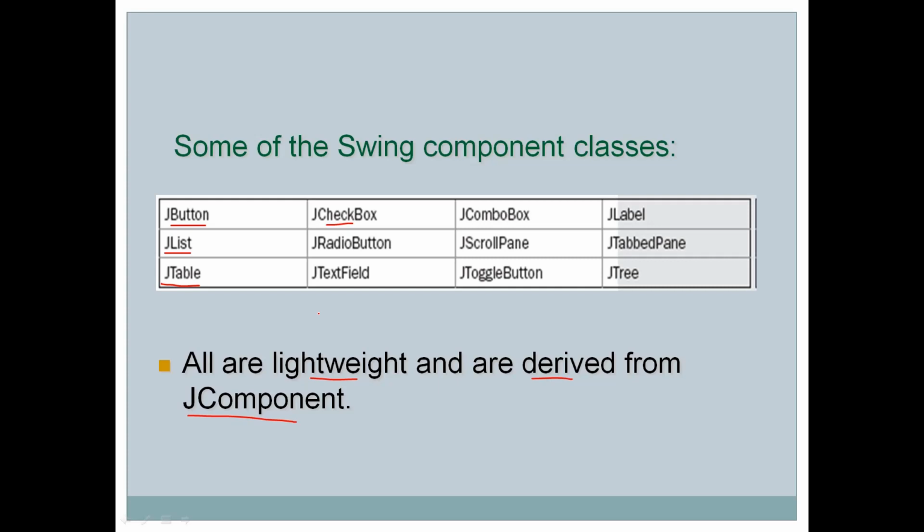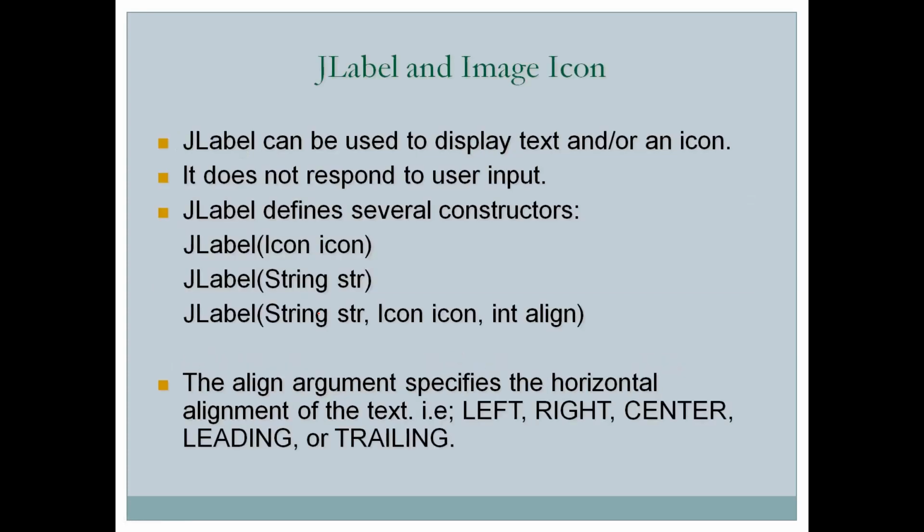We have used JLabel in our example programs. JLabel is generally used to display text, but apart from text we can even display an image on JLabel. Okay, so JLabel and image icon. As I have said, JLabel is used to display text or even an icon or an image on it. It does not respond to user input. JLabel is a passive component.